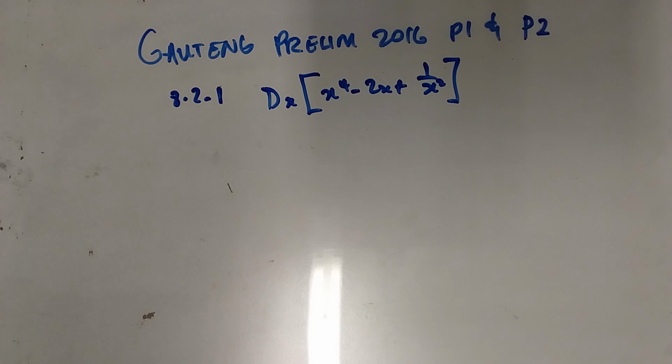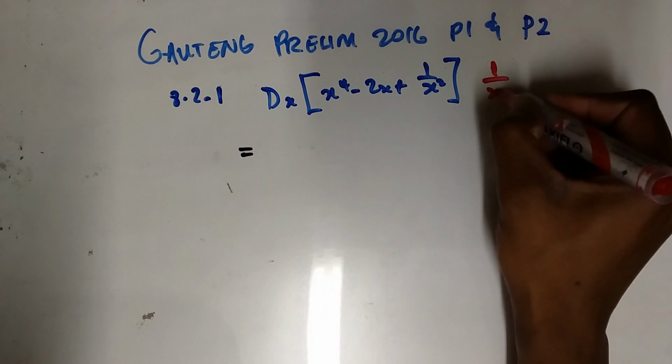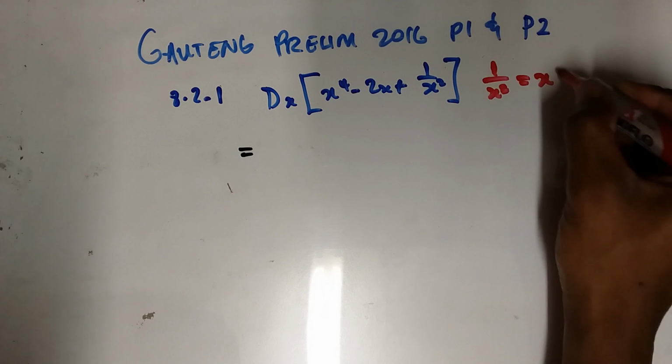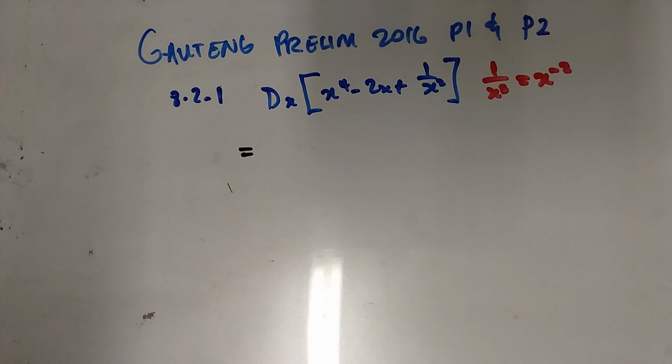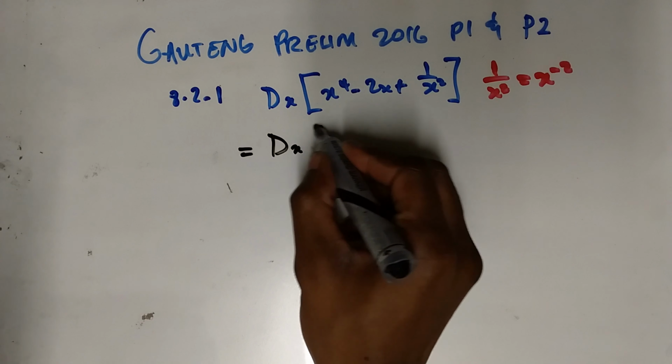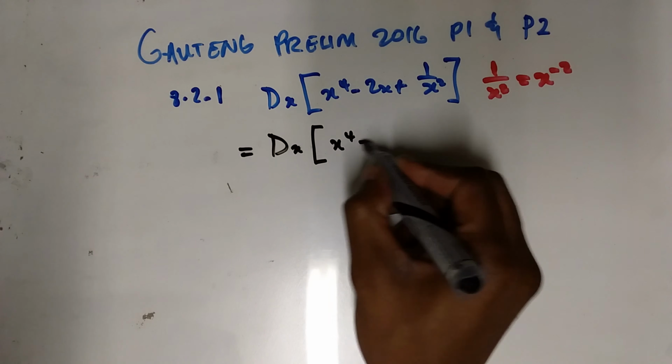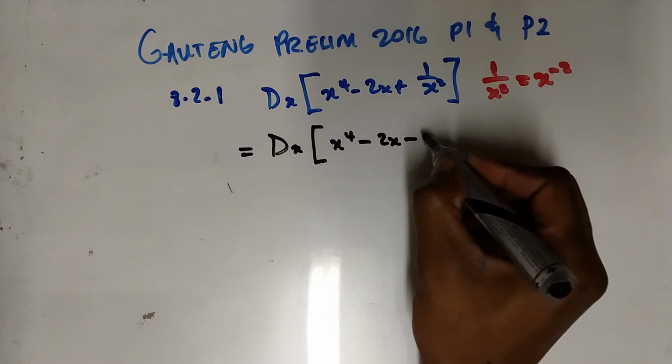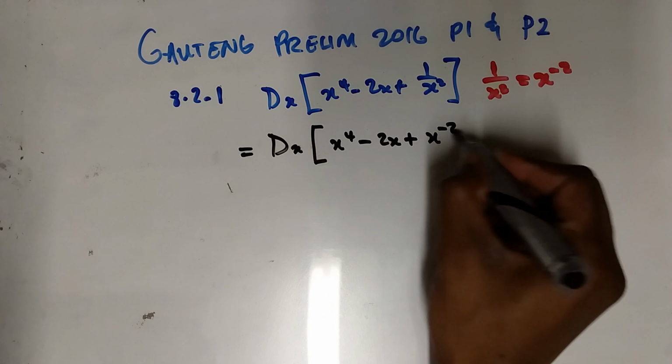Once I have a problem of this nature, what I usually do is rewrite it so that if I've got 1 over x squared, I write this as x to the negative 2, such that it is simple to use the power rule. So in this case, I'm just going to write this as d/dx of x to the fourth minus 2x plus x to the negative 2.